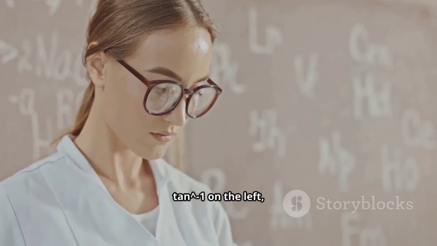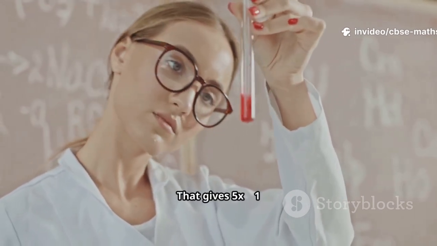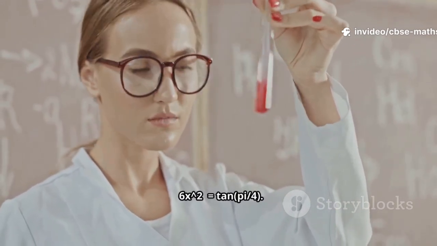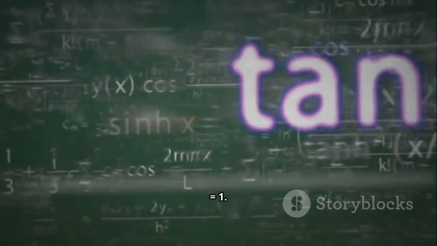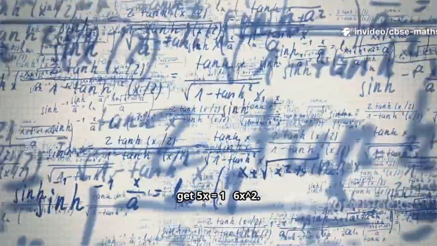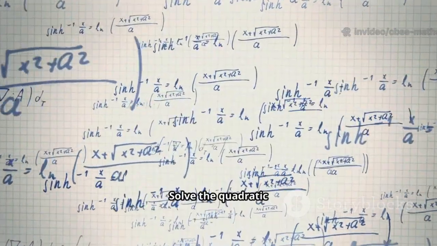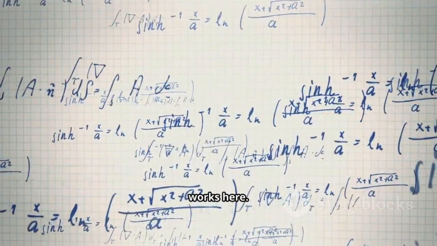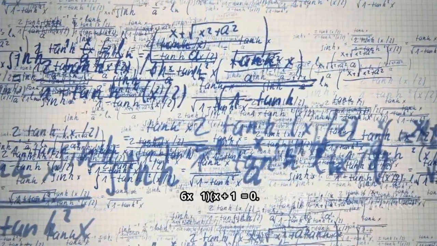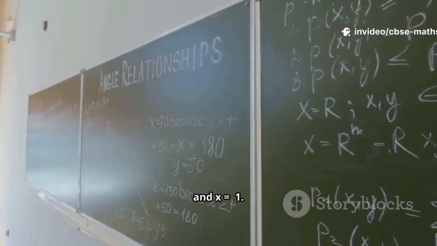Now to get rid of the tan^-1 on the left, take tangent of both sides. That gives 5x/(1 - 6x squared) equals tan of pi/4. We know tan of pi/4 equals 1, so 5x/(1 - 6x squared) equals 1. Cross multiply to get 5x equals 1 - 6x squared. Rearranging gives 6x squared + 5x - 1 equals 0. Solve the quadratic. Factorization works here: (6x - 1)(x + 1) equals 0. That yields x equals 1/6 and x equals minus 1.